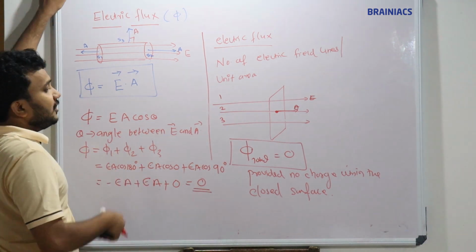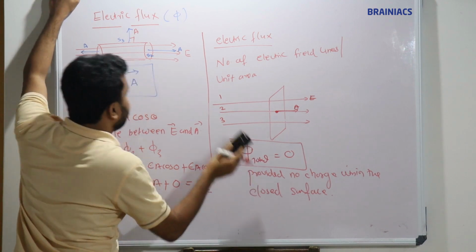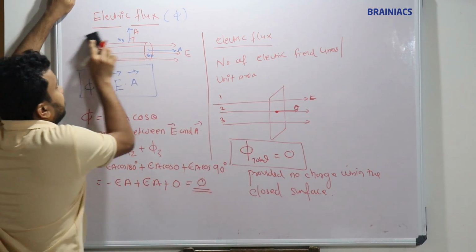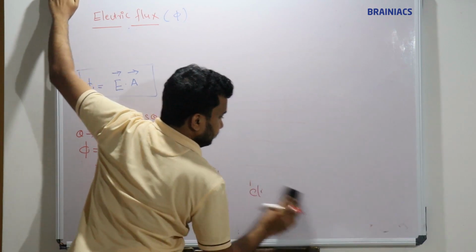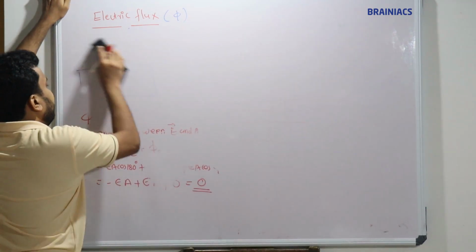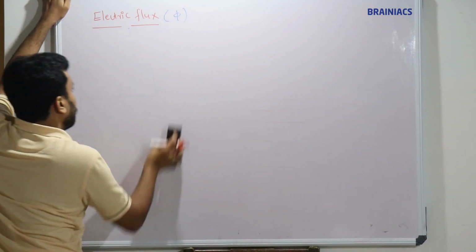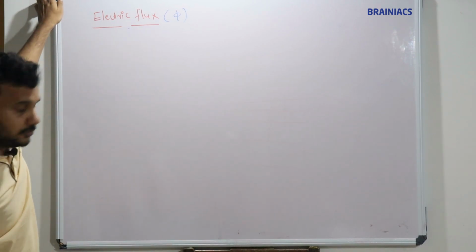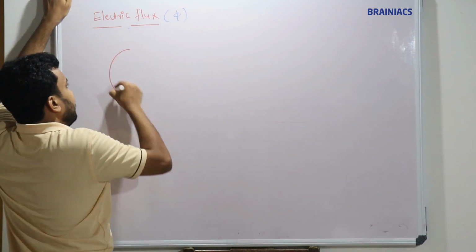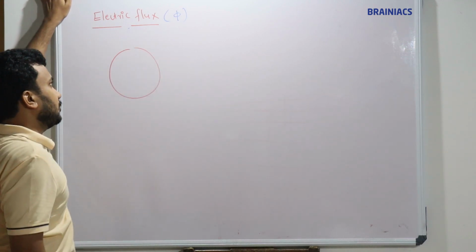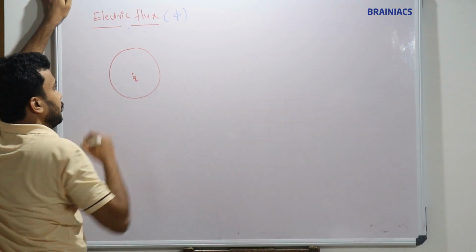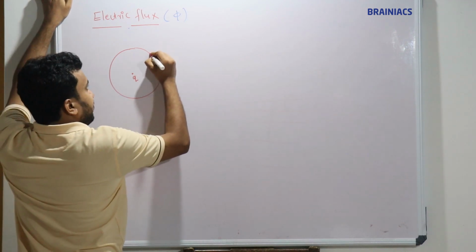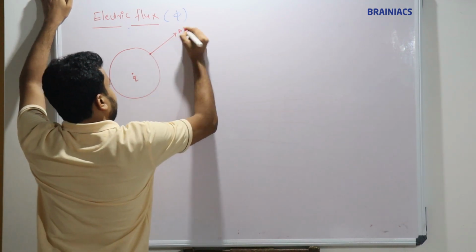Okay, we will see what will happen to the flux if you place one charge inside. What will happen if you place one charge inside of any closed surface? Let me take an example. Suppose this is a closed surface. I place one charge Q here. At this point, the area vector is like this.